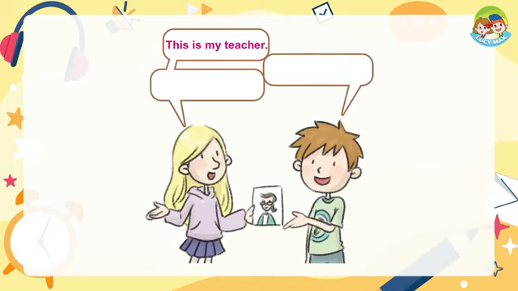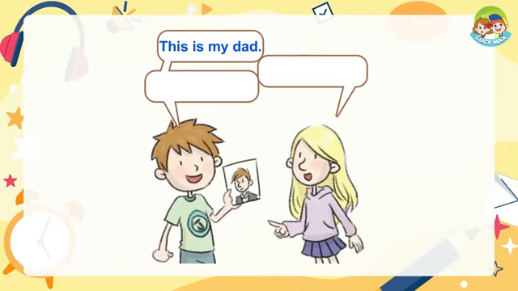This is my teacher. What is her name? Her name is Barbara. This is my dad. What is his name? His name is James.